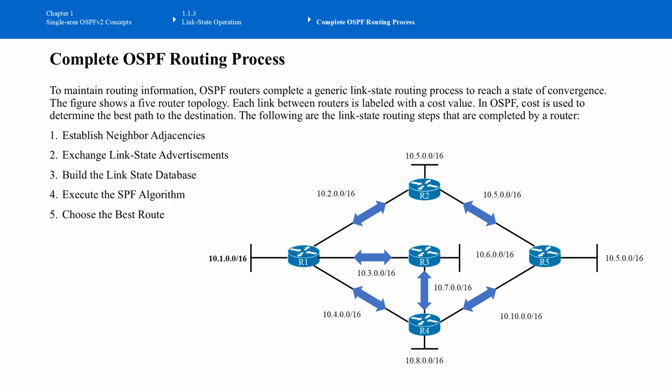In this example, we have a network of 5 routers. Notice that every link has a cost assigned to it. Remember, OSPF uses cost, not hop count, to determine the best path. To reach convergence, every OSPF router follows the same 5 steps. 1. Establish neighbor adjacencies. 2. Exchange link state advertisements. 3. Build a link state database. 4. Execute the SPF algorithm. 5. Choose the best route.